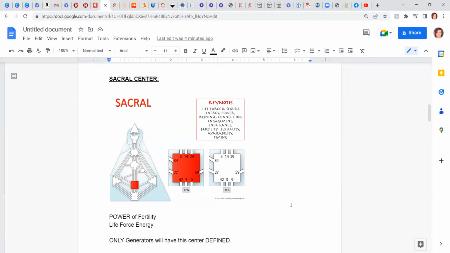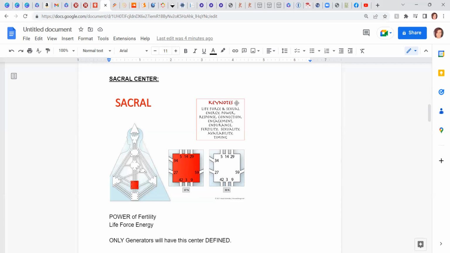So if you look at a chart and you see this center defined, you know automatically they are either a generator or a manifesting generator. Automatically. They cannot be a projector, reflector, or manifestor. Those are non-energy types, and that's what this means. Non-energy types means non-sacral beings. They do not have the center defined, so their center is going to look like this, undefined. They might have a few gates, like the 27 or the 29 activated, but it will not be colored in like this one is colored in.